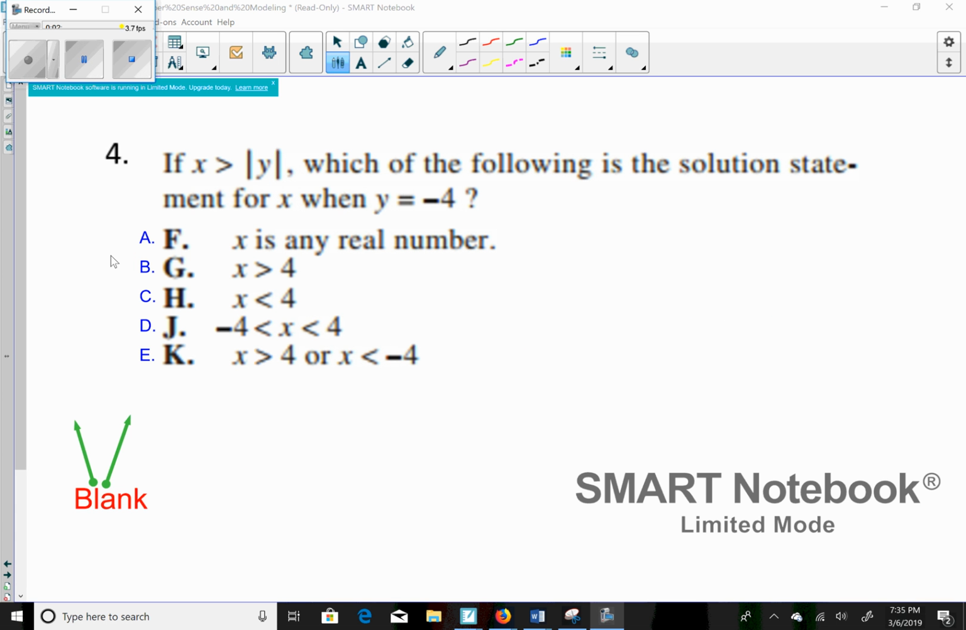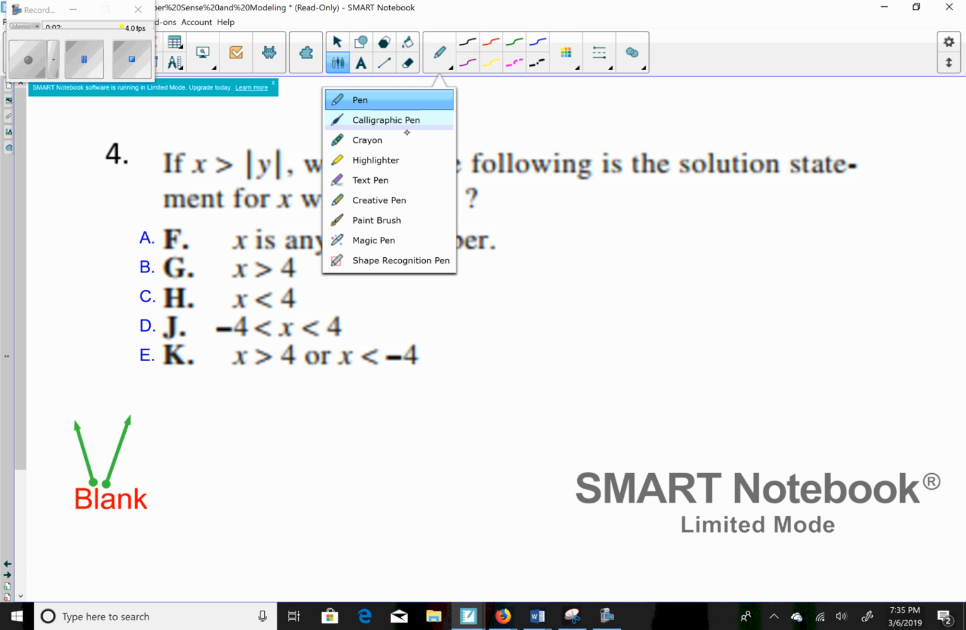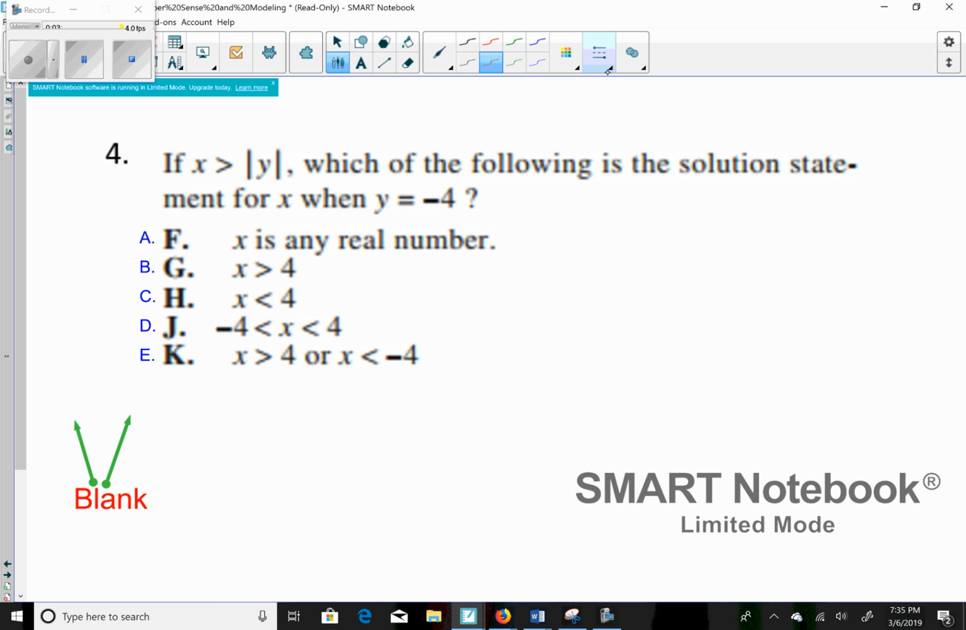Okay, number 4, it says if x is greater than the absolute value of y, which of the following is a solution statement, and they tell me that y is equal to -4. So all I'm going to do is substitute in -4 for y. So I'm going to say x is greater than the absolute value of -4. So x is greater than 4. So the correct choice is choice B, G. I forgot I had those extra letters there.